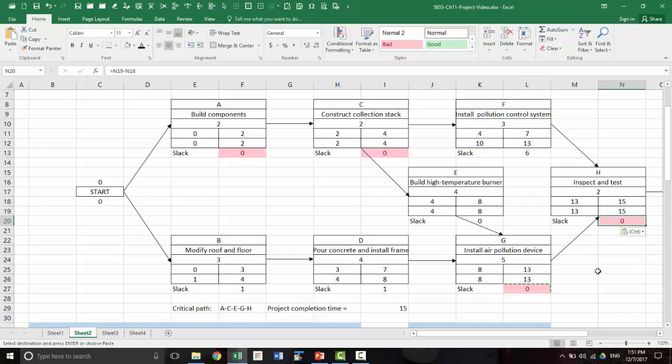So the ones with slack 0 are highlighted. So you have A, C. Oh, I forgot to copy that over there. Okay, so A, C, E, G, H is the critical path, and they all have slack 0. And B has a slack of 1, D has a slack of 1, and F has a slack of 6.